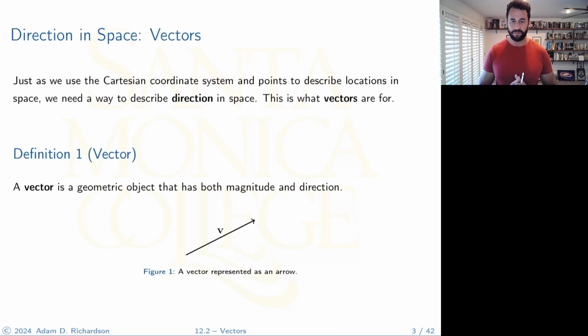All right. First off, just what is a vector? Just as we saw with the Cartesian coordinate system and points to describe locations, now we need a way to describe direction in space, like where to go and how far. And this is what vectors are for. So what is a vector? A vector is a geometric object that has both magnitude and direction. That's basically it. Here is an example of a vector V.